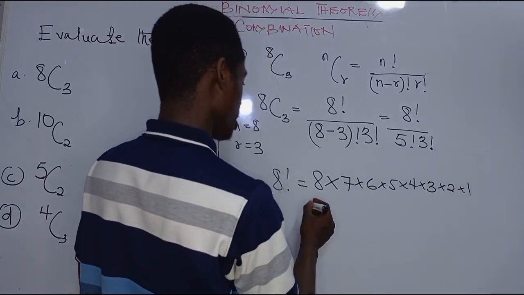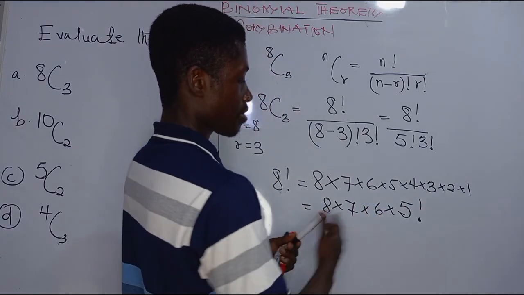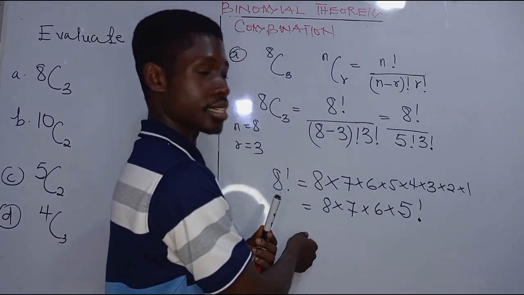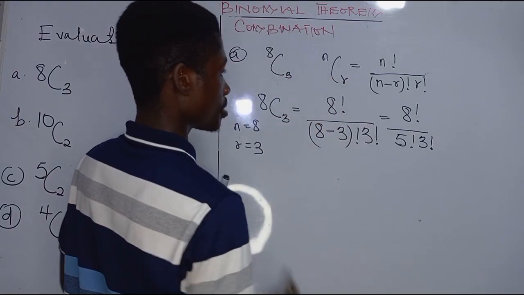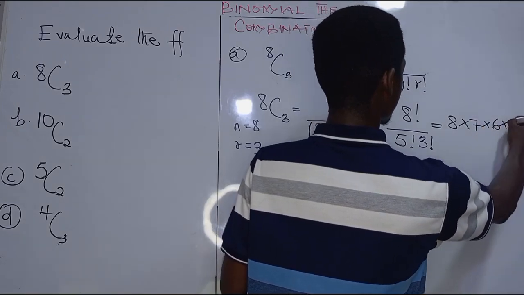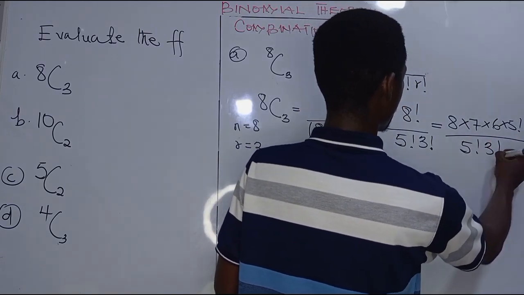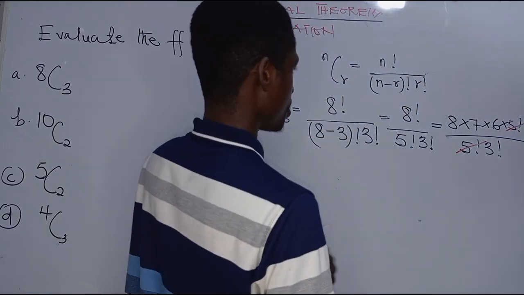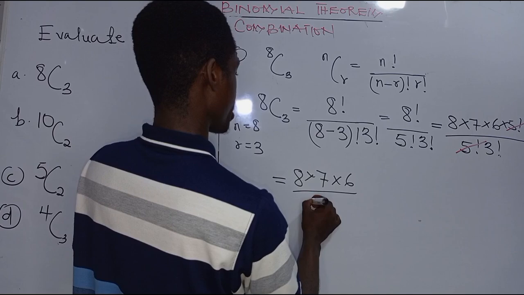So we can write the whole of this as 8 times 7 times 6 times 5 factorial. Because 5 factorial will cater for all those natural numbers behind 5. So we can shorten this and write it as that. So in place of this, we are going to write that. So we are going to have 8 times 7 times 6 times 5 factorial all over 5 factorial multiplying 3 factorial. So we have 5 factorial here, it will cancel this 5 factorial. So we are left with 8 times 7 times 6 all over 3 factorial.